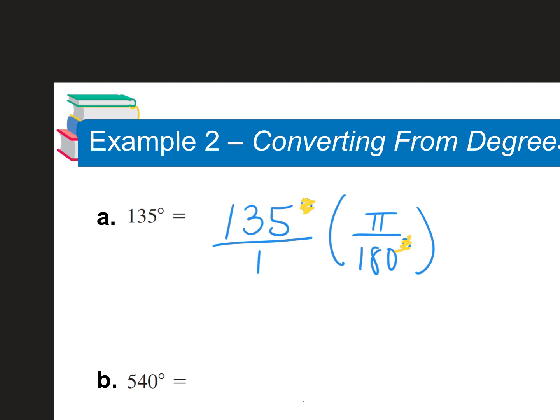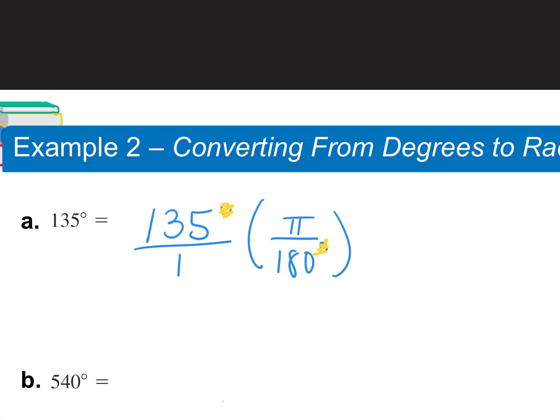You can multiply across. You're going to leave your answer in terms of pi, meaning pi is going to be in your answer. So you can say this is 135 pi over 180 and then simplify. You can simplify within. Let's think about this. If I simplify within, 5 goes into 135. How many times?